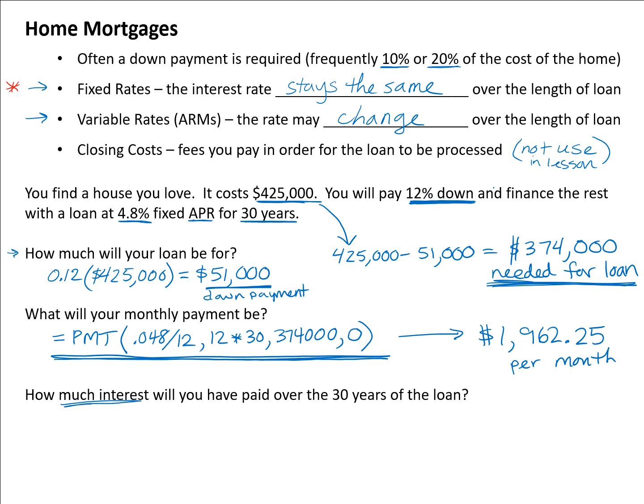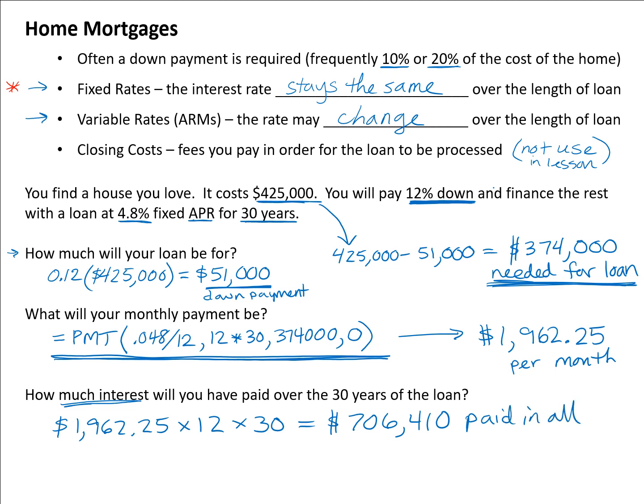Let's work out how much interest we've paid over the 30 years for that loan. Well, each payment is $1,962.25, and we're paying that every month, so times 12 for 30 years. So we can work out that we've paid in total $706,410 paid in all. So over the course of those 30 years, we end up paying $706,410 altogether.